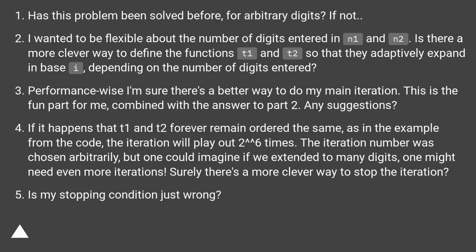This is the fun part for me, combined with the answer to part 2. Any suggestions? If it happens that t1 and t2 forever remain ordered the same, as in the example from the code, the iteration will play out 2^6 times. The iteration number was chosen arbitrarily, but one could imagine if we extend it to many digits, one might need even more iterations. Surely there's a more clever way to stop the iteration. Is my stopping condition just wrong?